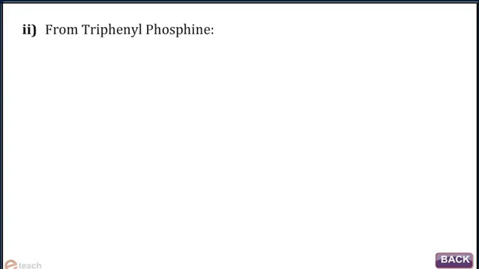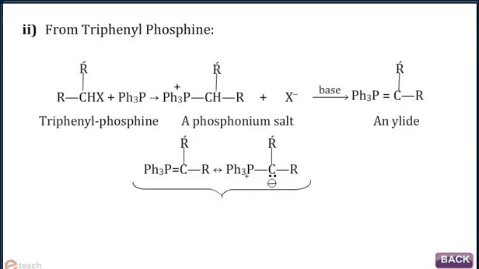The second method of preparation is from triphenyl phosphine. Consider the reaction R2CHX plus Ph3P gives rise to Ph3P+-CHR2 plus X minus, which further in presence of base gives Ph3P=CRR'.